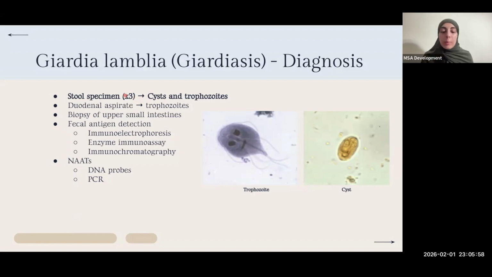So you may get a stool sample at a time where the cyst is not in the stool, and you think, oh, they don't have anything. So no, they do. It's just that the cyst is not shed at that specific time. So you need to get multiple samples, okay?